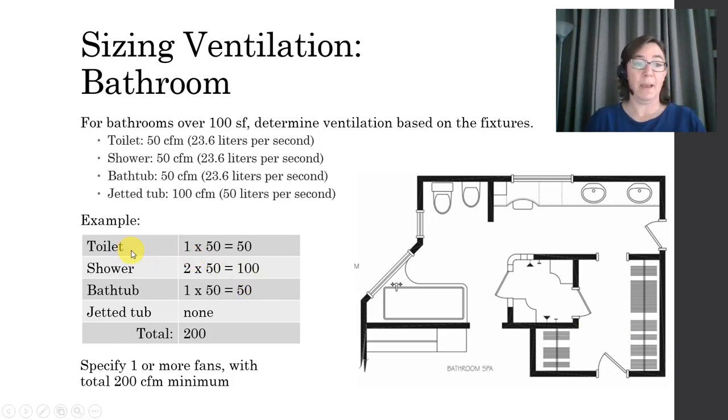So you would add these up: 1 toilet times 50 CFM, 2 showers times 50 CFM, 1 bathtub times 50 CFM, and no jetted tubs. We'd end up with 200. And so you would specify a total of 200 CFM minimum. You can provide this, interestingly enough, with more than one fan. All right, so 2 100 CFM fans would meet this requirement.